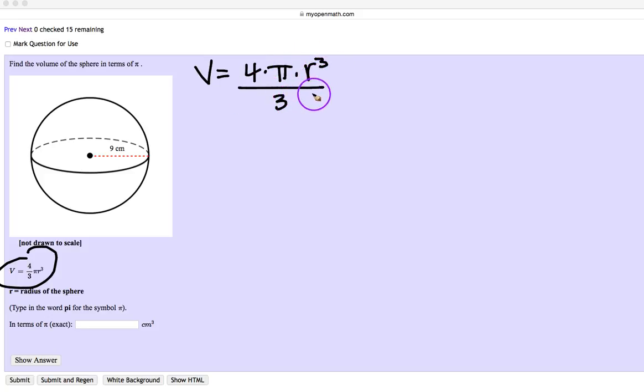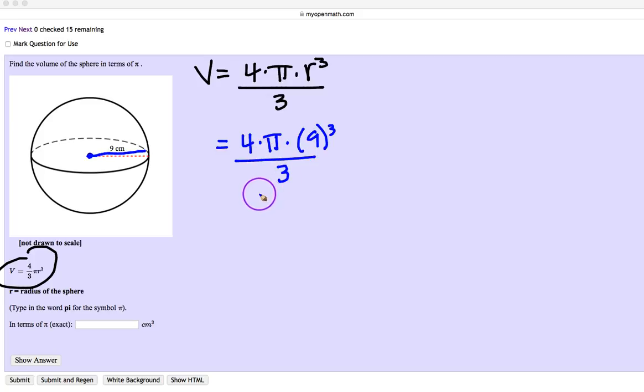So here, the only thing I need to plug in is my radius. Since the radius is the length from the center to the edge of a circle, I'm going to say that my radius is 9. So all I need to do is plug it in. I have 4 times pi times 9 cubed divided by 3.